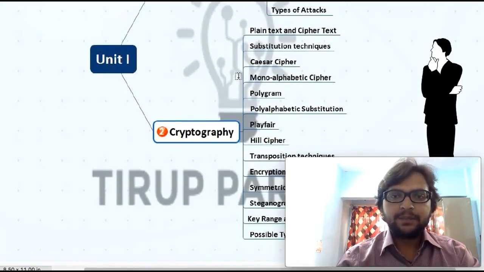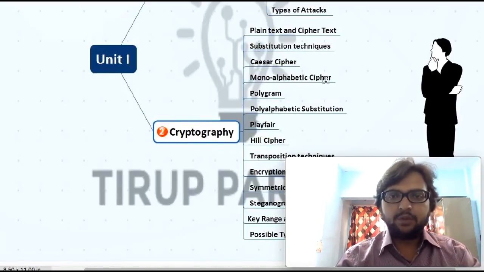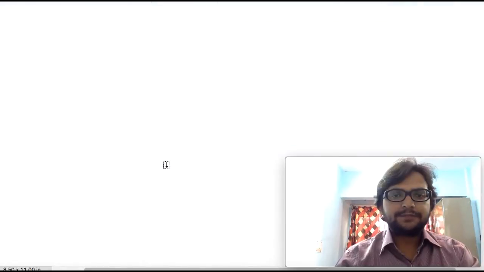As you can see, plain text, ciphertext, some definitions, then the substitution technique. This is an algorithm. Caesar cipher, monoalphabetic cipher, polygram, and different algorithms. So let's start discussing them one by one.